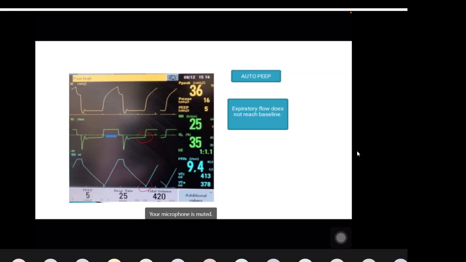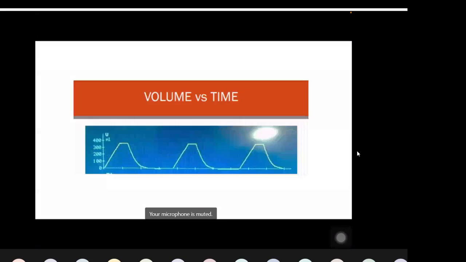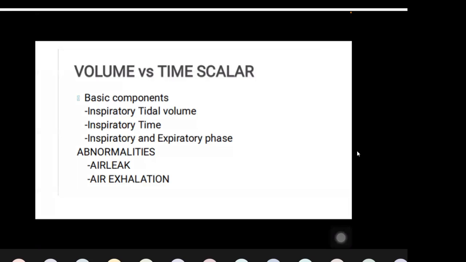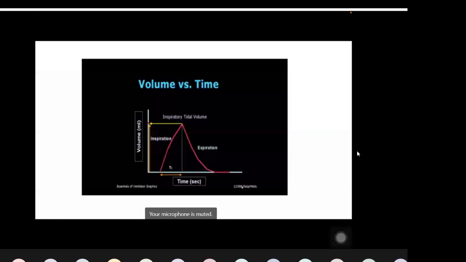Now coming towards the volume time scalars. In the volume time scalar, the basic components include the inspiratory tidal volume, the inspiratory time, and the inspiratory and expiratory phase. The abnormalities that we can identify from the volume time scalar are air leak, active exhalation and autopeep. So this is a typical volume time scalar seen on a ventilator. It has an inspiratory component and an expiratory component. This is the time taken for inspiration and the total time taken for the breath to be completed.